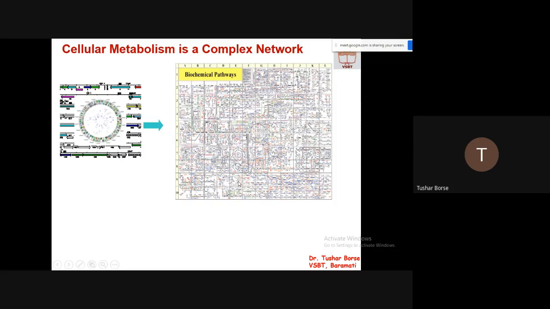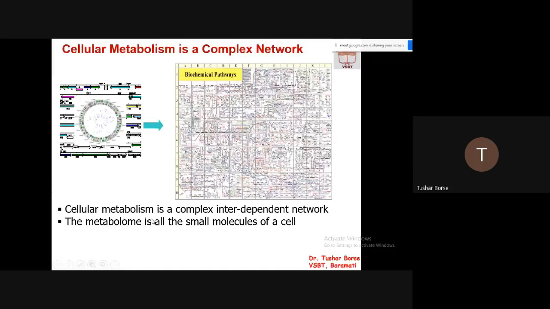So this thing you should not underestimate. That is what I want to emphasize here: cellular metabolism is a very complex network, and within this complex network, if you try to do any kind of modification, just imagine what can happen, right? That we should keep in mind.